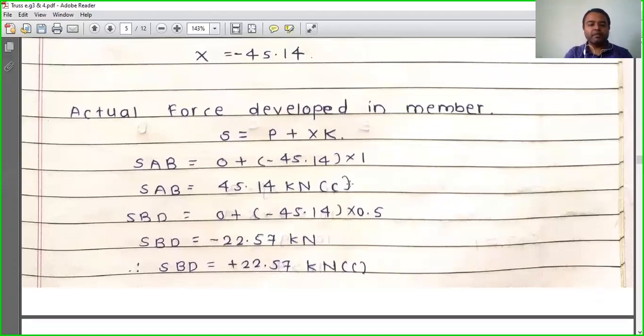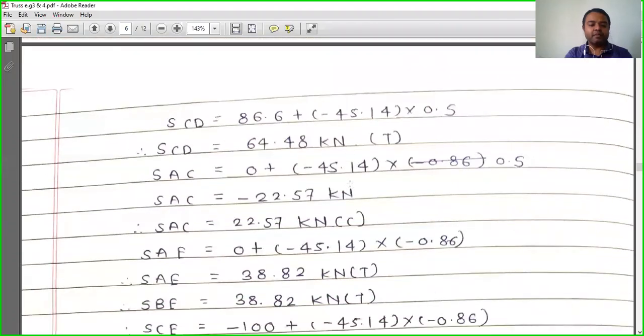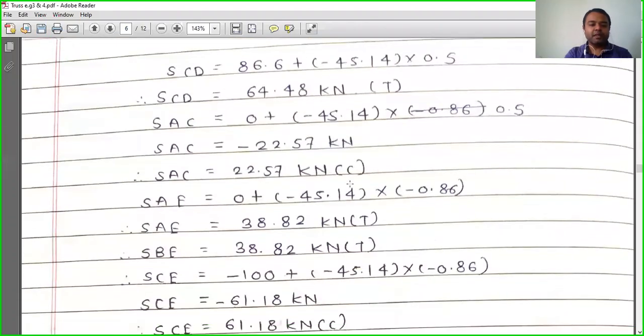So likewise, we have completed this total problem. Likewise, you can complete this. Just the same thing we have to repeat over here. Simple sign convention is there. If you are getting a positive answer, it means the nature of the force is tensile.